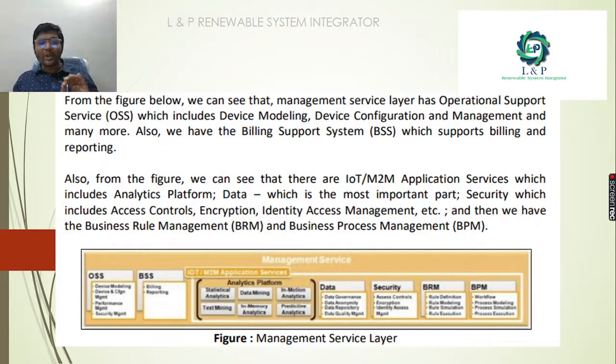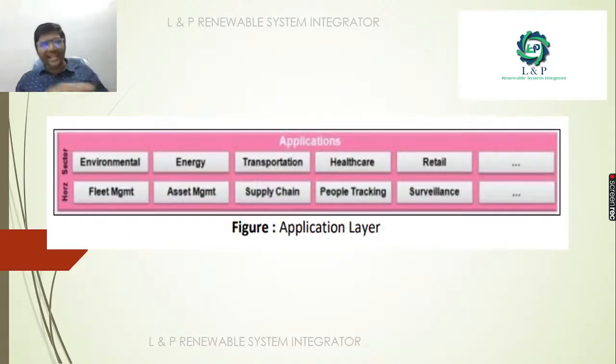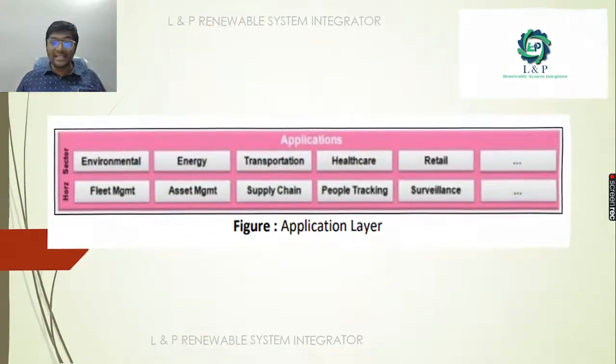When you go to the management service layer, we have OSS, BSS, data, security, BRM, and BPM. OSS is nothing but operational support services, and BSS is nothing but billing support services. Based on the required service, we have the management service layers. Next is BRM, business rule management, and BPM, business process management. The final application layer covers environment, fleet management, energy, asset management, transportation, supply chain, healthcare, people tracking, retail, and surveillance. Like that, we have many things in the application layer.